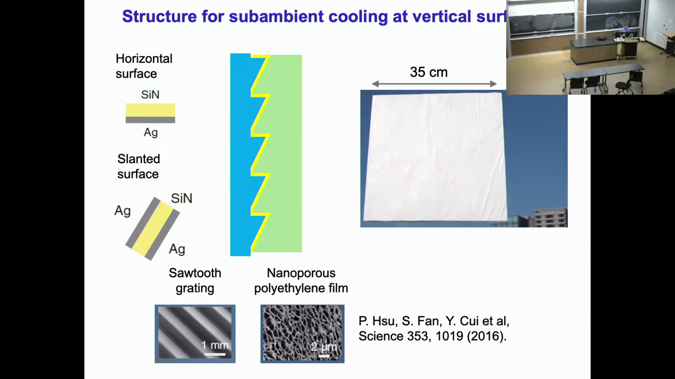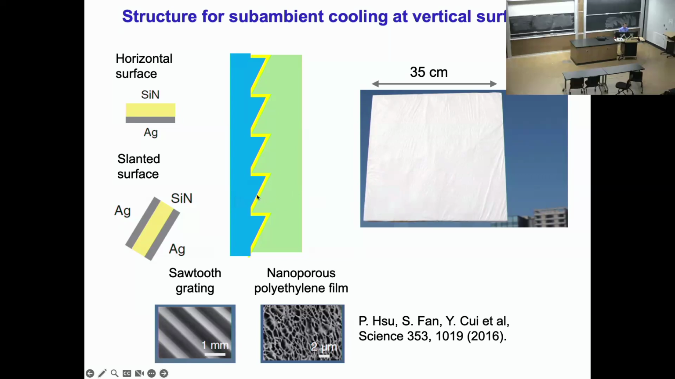And the structure that we did is to take a slanted grating structure covered with a nanoporous polyethylene film. The nanoporous polyethylene film is made of polyethylene, which is like your plastic kitchen wrap, but we introduce nanopores in that to scatter light. So it looks white, and it's a strong solar reflector. It turned out to be transparent in the thermal wavelength range so that the radiation can come out.